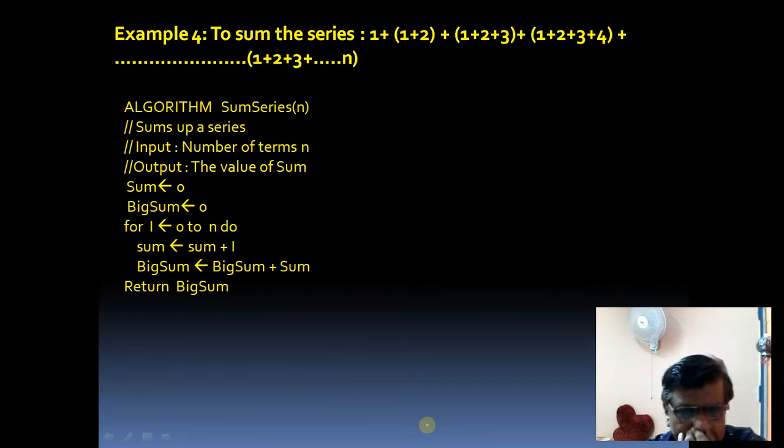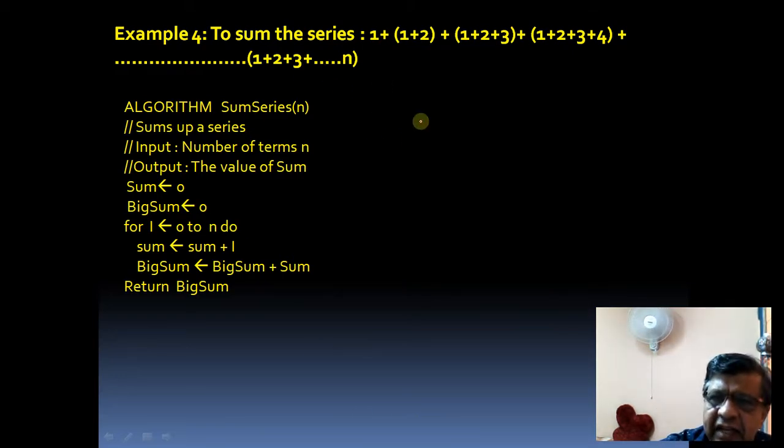Okay, this is a peculiar example. Now you have to sum a series. The series is also special. The first term is 1, the second term is 1 plus 2, the third term is 1 plus 2 plus 3, the fourth term is like this, and it goes on adding like this. Elements are generated in this series by addition once again. The input is how many terms you want to generate.